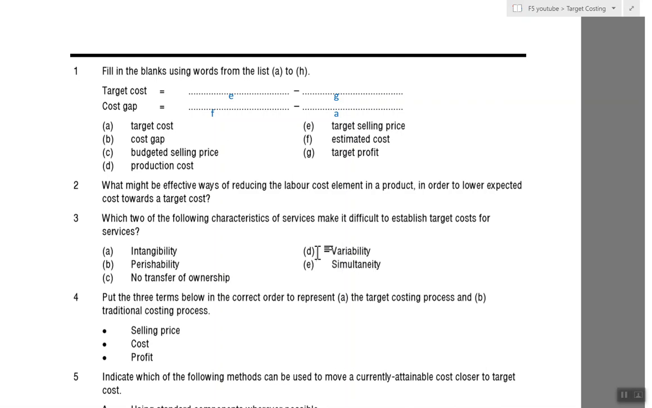Which of the following characteristics of service make it difficult to establish target cost for services? Remember, that was variability, heterogeneity, and intangibility. Put the three terms below in the correct order to represent A, target costing process, and B, traditional costing. Okay, in target costing, we have selling price, then profit, then cost. And in cost plus pricing, the opposite of this. First, we have cost, then we add profit to it to find selling price.